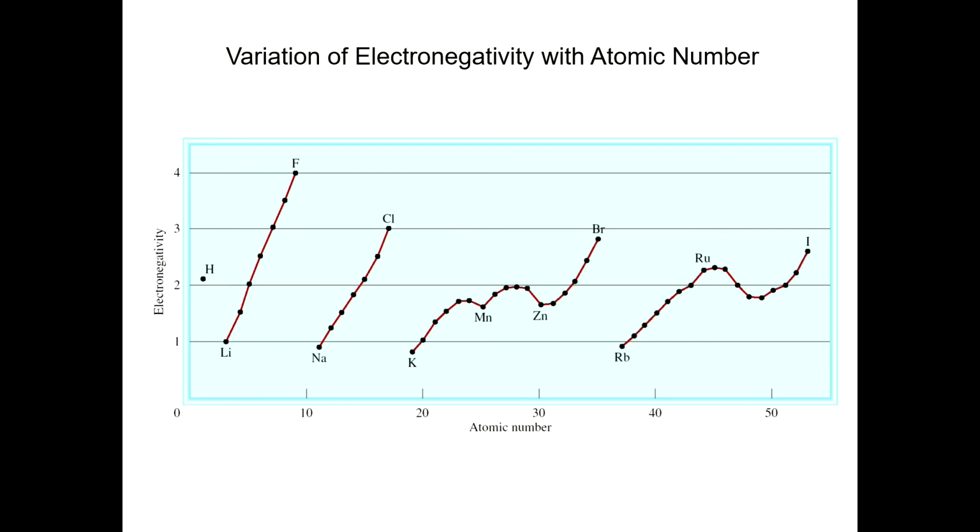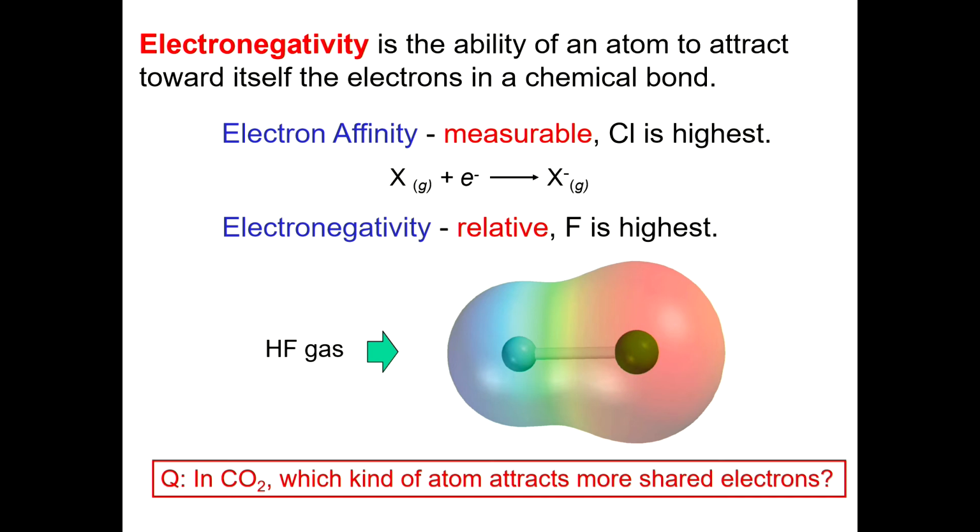So in the same period, from left to right it increases, and in the same group, from up to down it decreases. Electron affinity is obtained from experiment, but electronegativity is just a relative number, okay? They are just calculated from electron models.